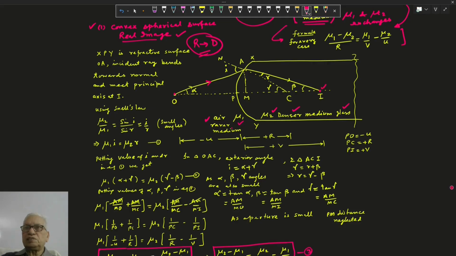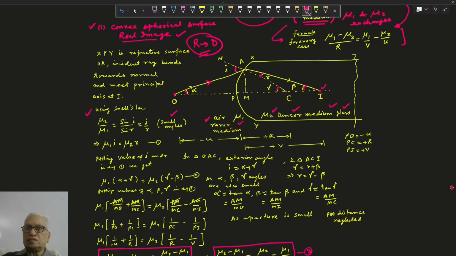Here XPY is the refracting surface. This angle is i, the angle of incidence. This angle is r, the angle of refraction. Alpha, beta, and gamma are the angles made by the incident ray, the refracted ray, and the normal with the principal axis. All the angles are very small: i, r, alpha, beta, gamma. Here, using Snell's law, mu2 upon mu1 is sin i upon sin r.